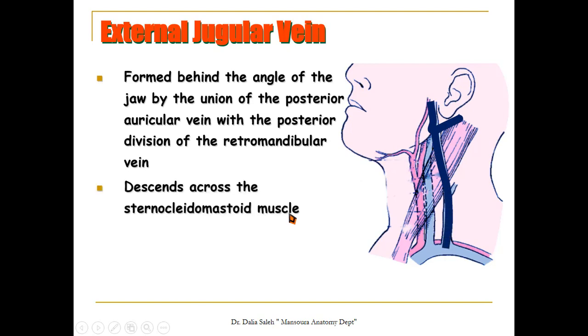The external jugular vein will descend in the neck across the sternomastoid, or superficial to the sternomastoid. That's why we call it external jugular. Again, this is the sternomastoid and the vein lies superficial to it. And then it goes downward and drains or terminates at the subclavian vein at the root of the neck.